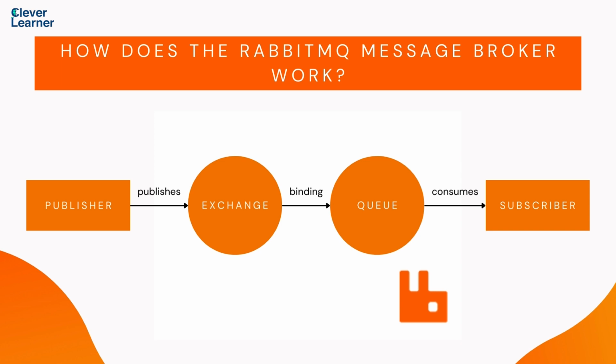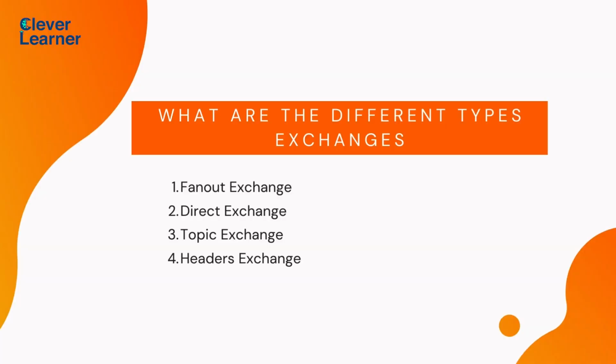We also have to discuss the multiple types of exchanges in RabbitMQ. First, we have the fanout exchange, which sends out messages to every single queue connected to that exchange. Next, we have the direct exchange, which specifies which queue to send the message to. Then you have the topic exchange, which we will go into detail later as it is very complicated. And finally, you have the headers exchange, which is pretty similar to the topic exchange.